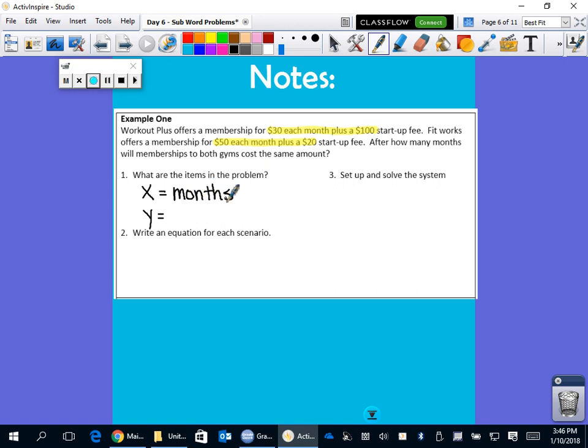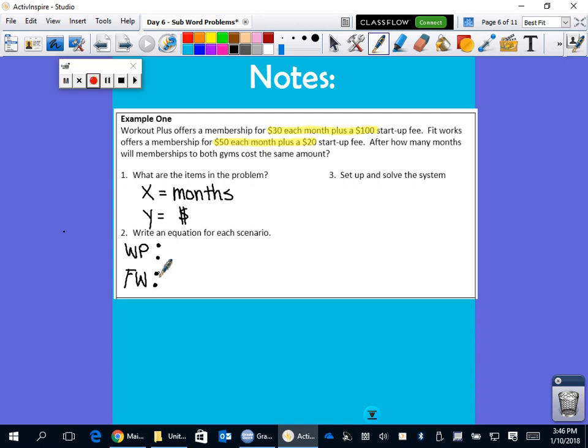Y, if you go to the gym and you're there for 3 months, guess what you're giving them? You're giving them money. So Y is my money. Okay, so those are the two items here, money and months. Now write an equation. We have Workout Plus, which I'll just do WP. And then we have FitWorks. Okay, and we're going to have two equations here.